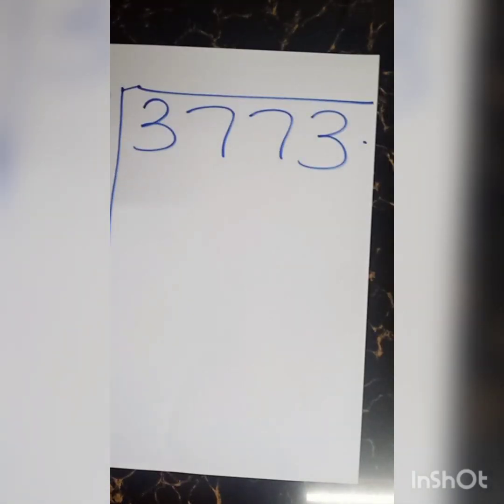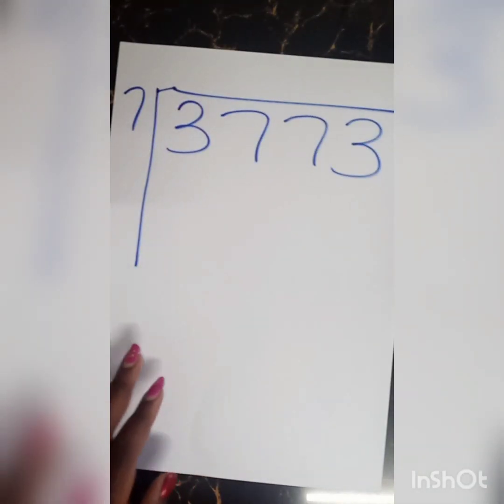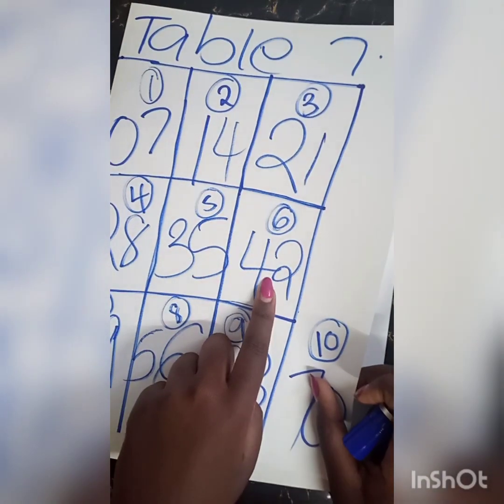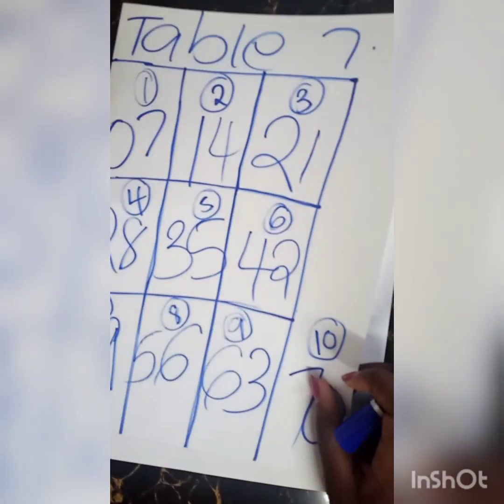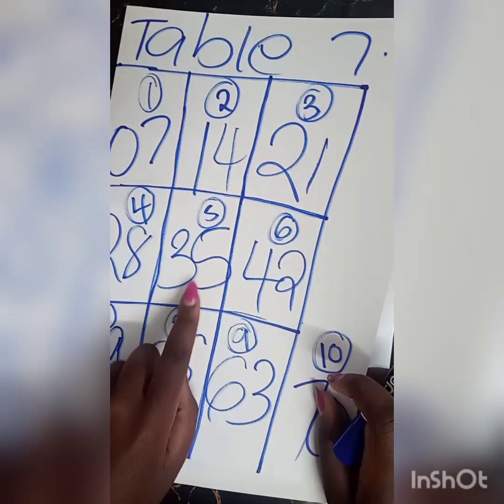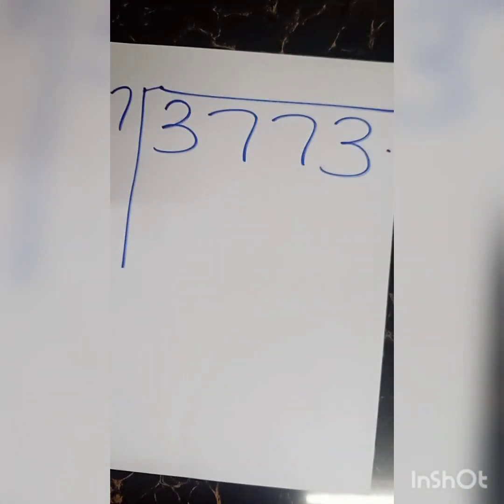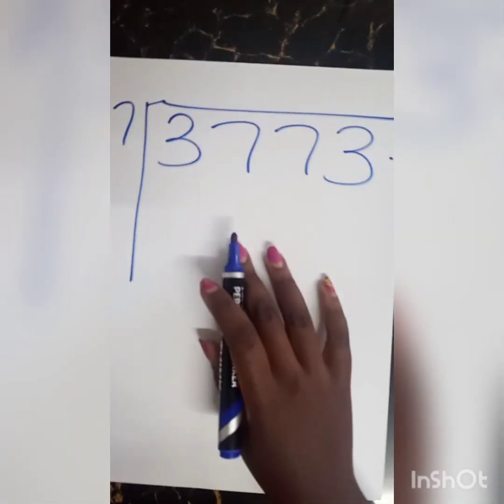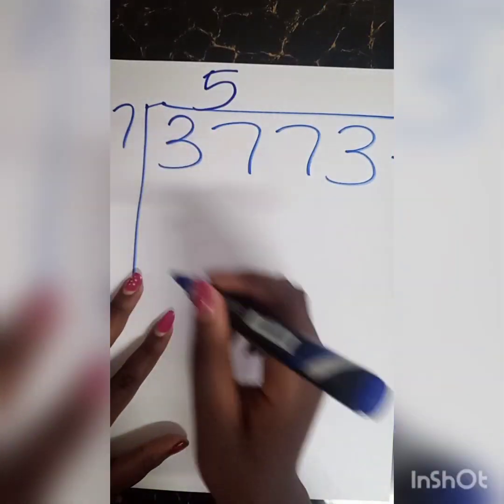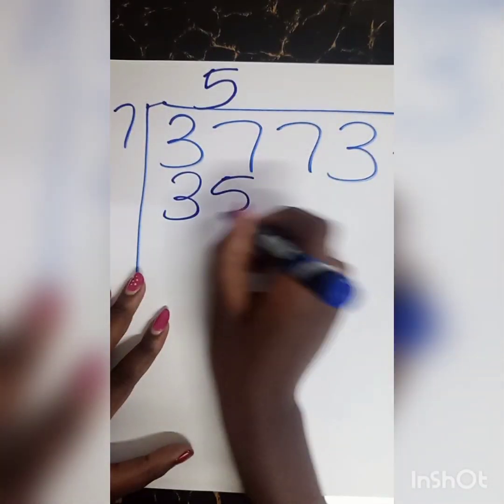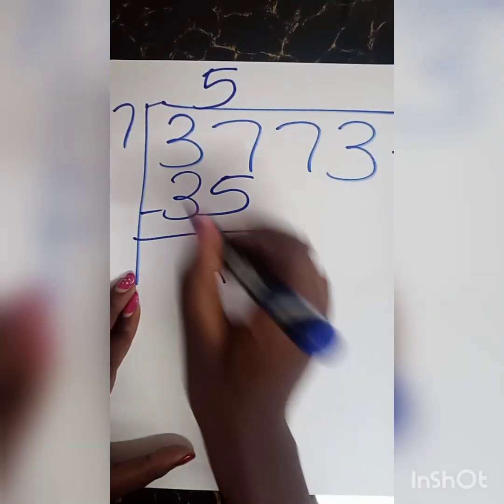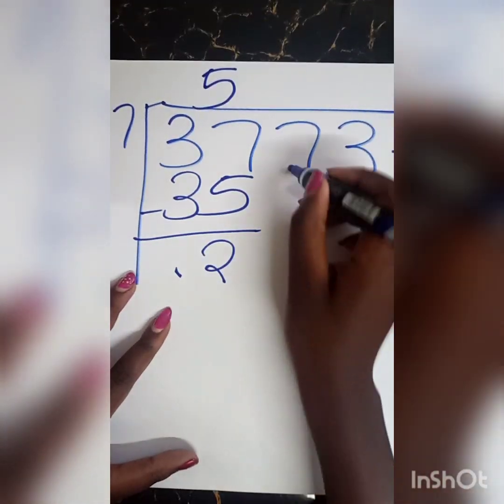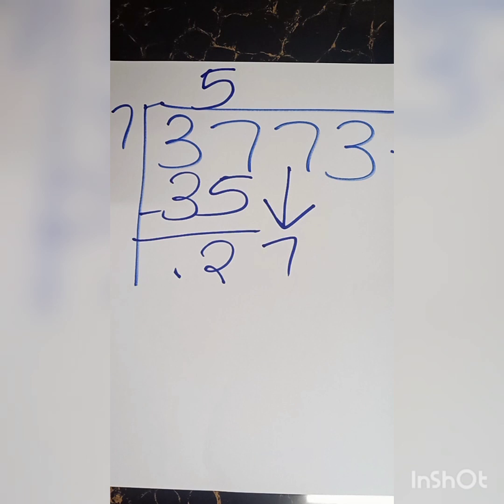37 goes into 7 how many times? 37 is in between 35 and 42. So we'll take 35 because 35 is less than 37. That means we'll write a 5 over here, because 5 times 7 is 35. 37 minus 35 is 2. This is 0. When you drop the 7, you have 27.